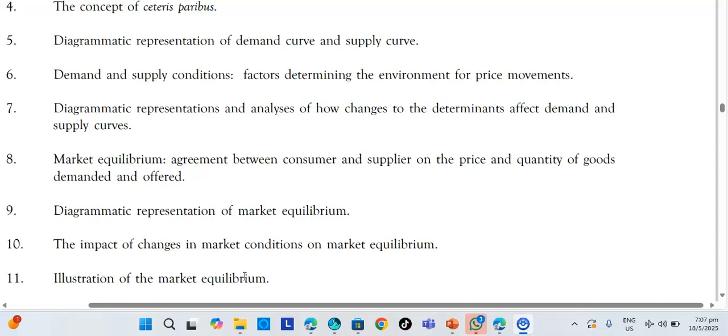So if supply decreases, which causes the supply curve to shift to the left, less of the product is available. This creates a shortage at the old price. Result: price increases, quantity decreases.